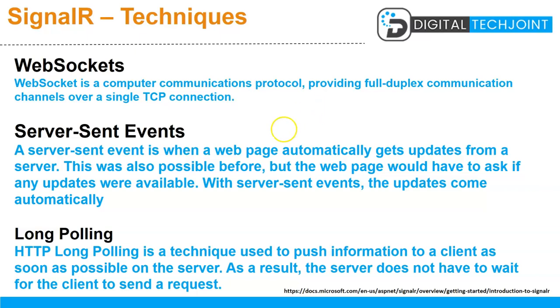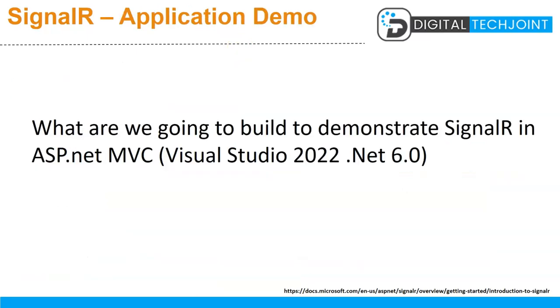And the last one is long polling, which is a technique used to push information to the client as soon as it is available on the server. So as a result, the server does not have to wait for the client to send a request. So these are the underlying techniques that SignalR is using. And finally, let me show you the demo that we are going to collectively do practically and implement using SignalR.